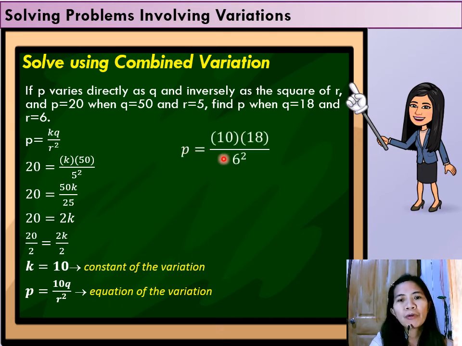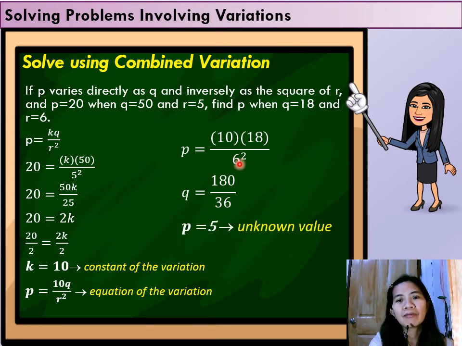Then to solve for P, we are going to use this equation. 10Q, the value of Q is 18, all over the value of R is 6 squared. So simplify. 10 times 18 is 180 all over 6 squared, which is 36. Then we are going to divide 180 by 36. P is equal to 5. So this is the value of P when Q is 18 and R is equal to 6.